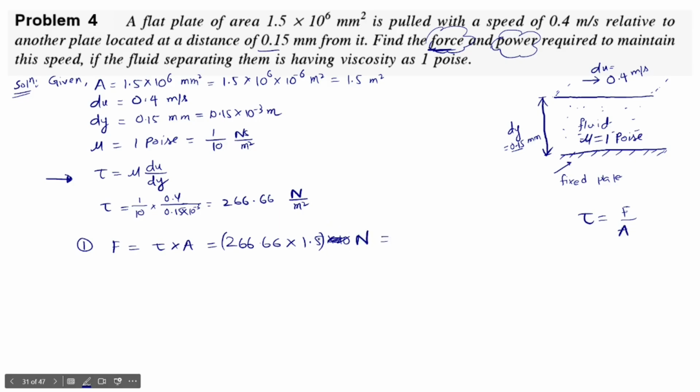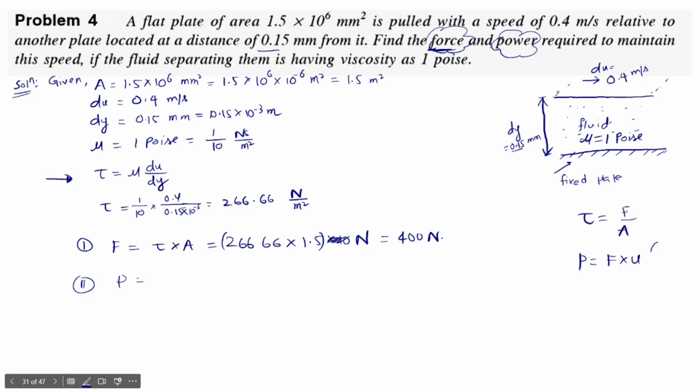So the value of force is equal to 400 Newton. If you just use the calculator, you will end up getting this value, right? And now what is the value of power? Power is equal to F into U, right? Power is equal to F into U. Here U is the velocity.